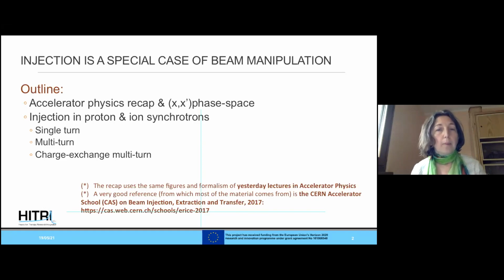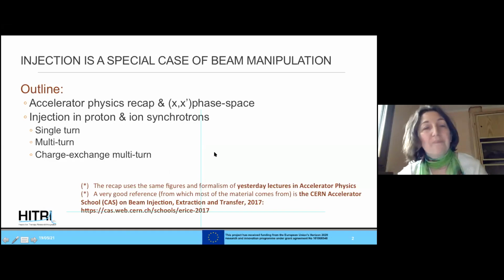Okay, for the recap, I try to use these very same figures and formalism of Mariusz so that you can navigate our lectures. And for the injection part, I took most of the material from this school. And I invite you to check the website because you find a lot of information, which is very useful on injection and also extraction and beam transfer. So let's start. But first of all, what is injection?